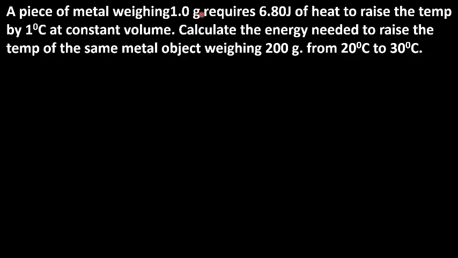A piece of metal weighing 1 gram requires 6.80 joule of heat to raise the temperature by 1 degree centigrade at constant volume. Calculate the energy needed to raise the temperature of the same metal object weighing 200 gram from 20 degrees centigrade to 30 degrees centigrade. Here, the amount of heat required to raise the temperature of 1 gram of substance through 1 degree centigrade is nothing but a molar specific heat capacity.